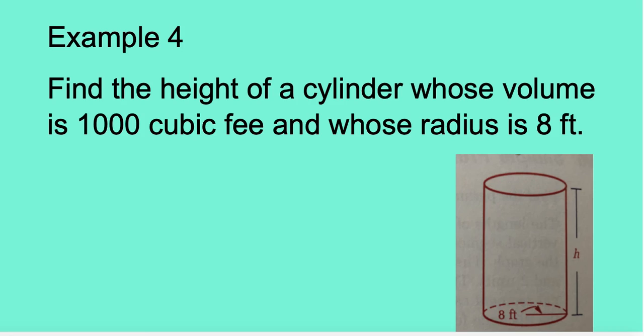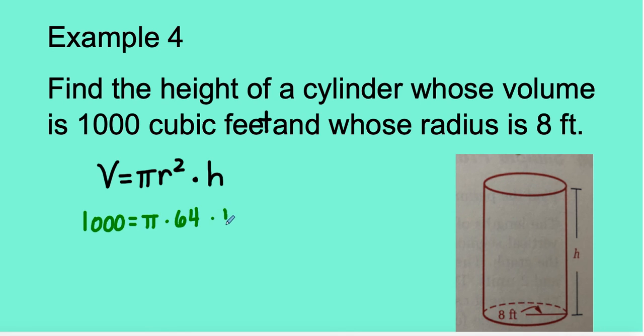All right, last question. Find the height of a cylinder whose volume is 1,000 cubic feet and whose radius is 8. You have to use that formula you read about. The formula for the volume of a cylinder is pi r squared, which is the area of the base, times the height. These are actually not all that hard. All you basically have to do is plug in what you have to solve for what you don't have. So we're going to substitute 1,000 in for the volume. Pi we leave alone. We have a radius of 8, so that's going to be 64, r squared, times h.